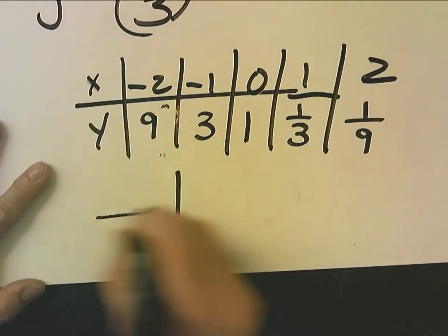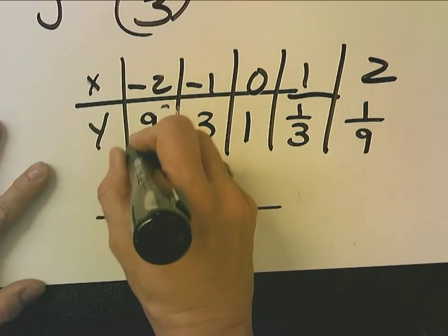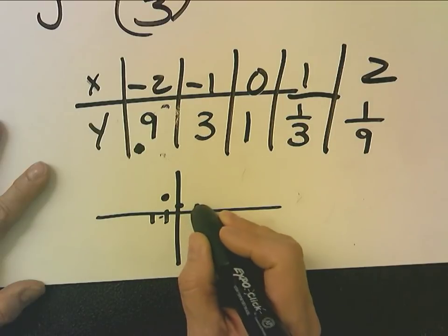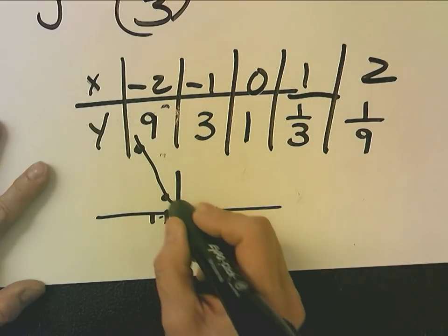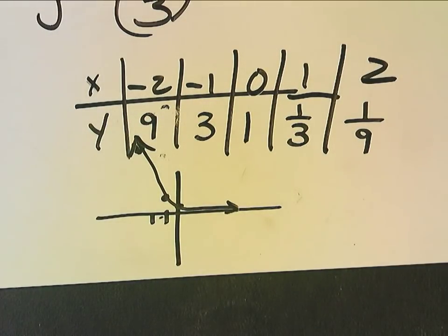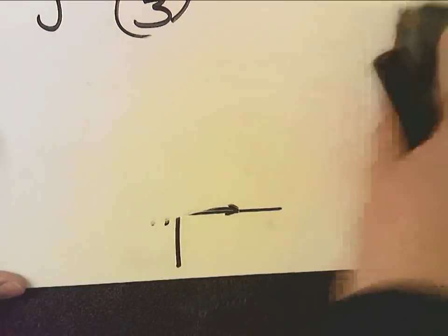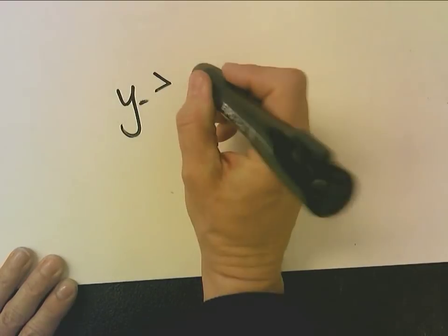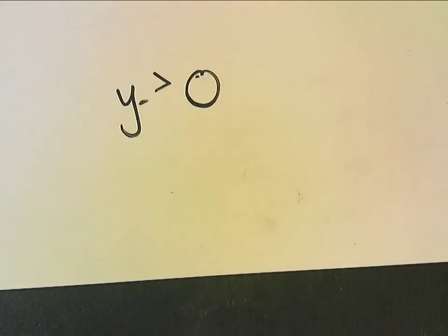So now, when we graph this, at -2, it's going to be way up here at 9. -1, 3, 0, 1, and then these get very close but never actually hit 0. And that's what it looks like when you graph it. Okay? So it says draw a smooth curve through the points from either the table or the graph. You can see that the range is all positive numbers. So if I was going to write the range, y is greater than 0 would be the range.